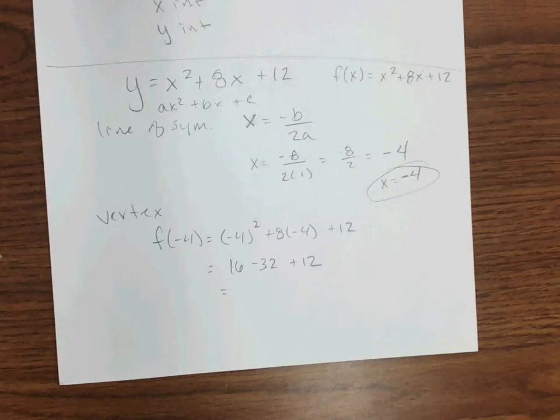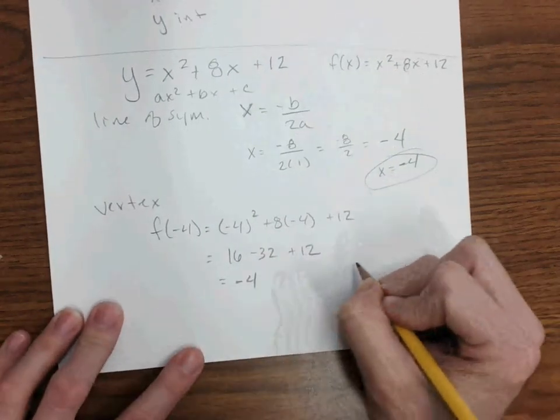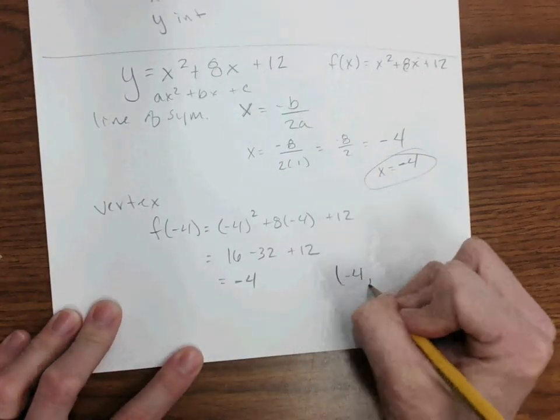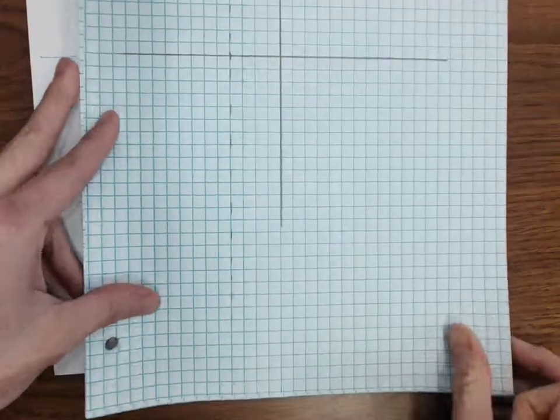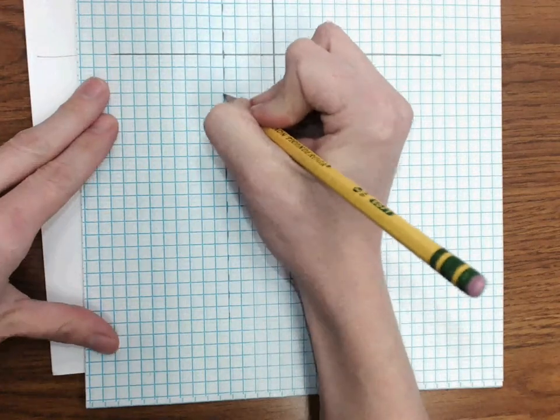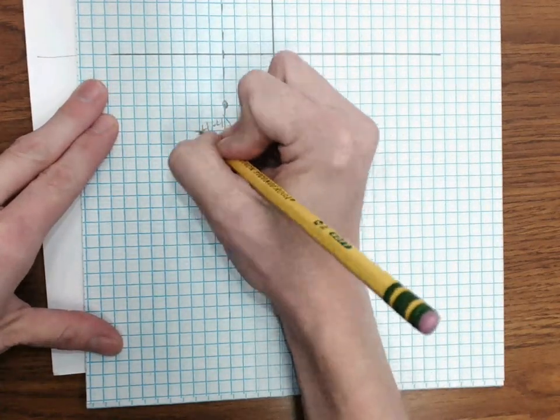I don't have a calculator. Yes, 16 minus 20 gives me a negative 4. So that means that the coordinates of my vertex are negative 4, comma, negative 4. That's going to be the coordinates of my vertex. So I can go back to my graph. 1, 2, 3, 4. Here is my vertex, negative 4, negative 4.